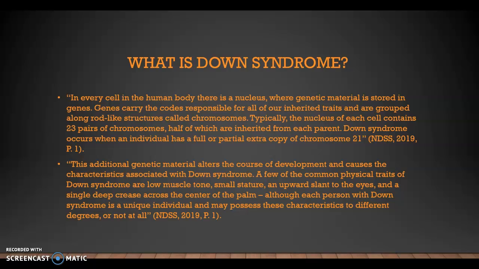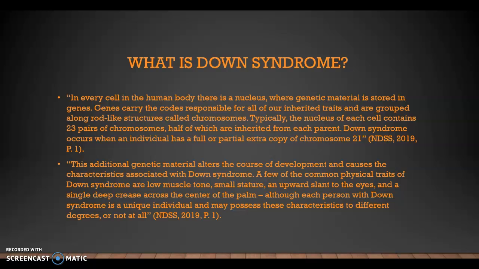According to the National Down Syndrome Society, in every cell in the human body there is a nucleus where genetic material is stored in genes. Genes carry the codes responsible for all of our inherited traits and are grouped along rod-like structures called chromosomes. Typically, the nucleus of each cell contains 23 pairs of chromosomes, half of which are inherited from each parent.